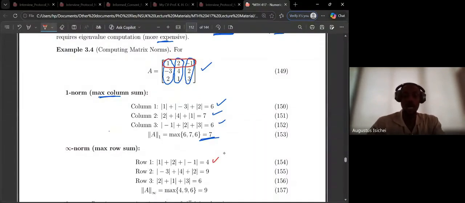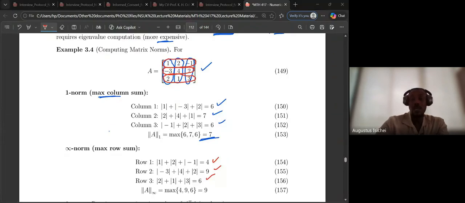And don't forget, we are adding the absolute values of those numbers. The second row is minus 3, 4, and 2. When you add the absolute values of these numbers, you get 9. The third row is 2, 1, and 3. You add the absolute values of these numbers, you get 6. So the maximum of the sums 4, 9, and 6 is equal to 9. That is the infinity norm.